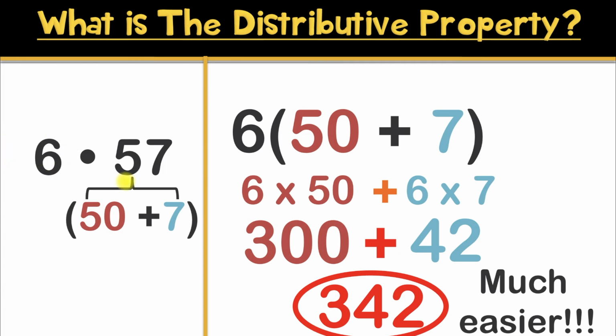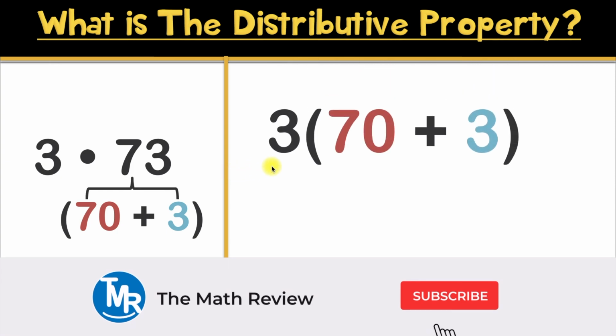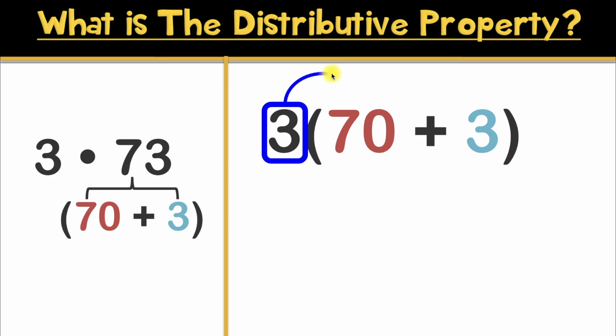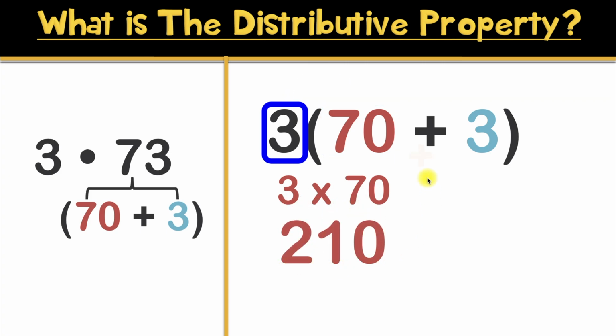Let's take a look at our second example. Here we've got 3 times 73. What do you think? Well, we could definitely rewrite this 73 as 70 plus 3. And then when we multiply, it would look something like this. Well, first we would distribute this 3 to the 70, which would give us 3 times 70. The result of 3 times 70 is 210. We'll bring down our plus sign here, our plus sign here.